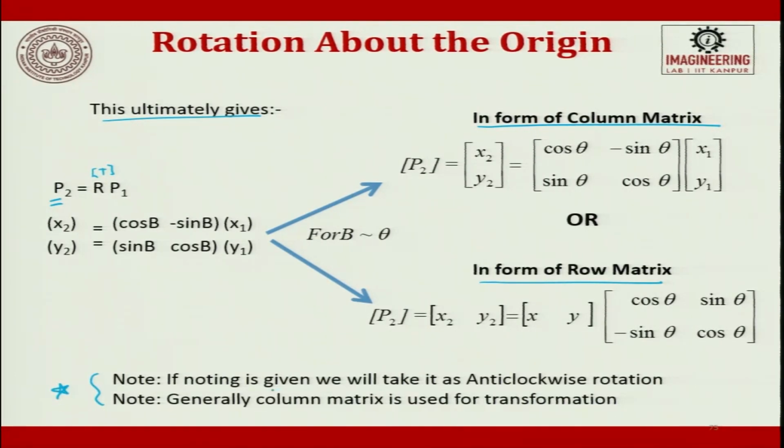Note, if nothing is given, we will take it as anti-clockwise rotation. Then the second note is that generally the column matrix is used for transformation. So, this is used, and the CCW counterclockwise rotation matrix is used if you do not specify anything in particular. In the examination you can expect some small simple matrix calculation which in turn relates to the CAD.